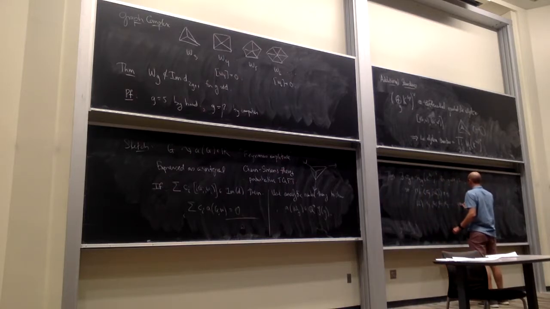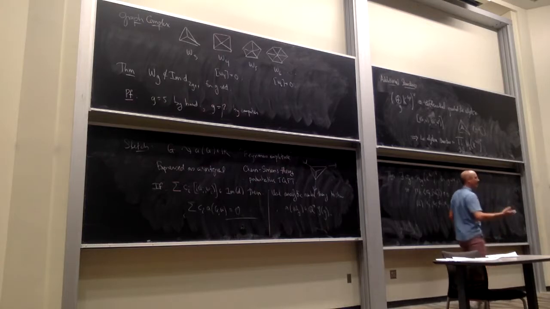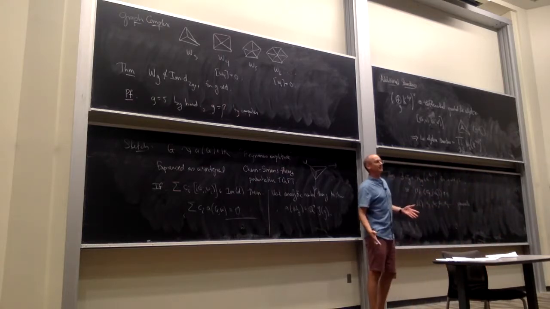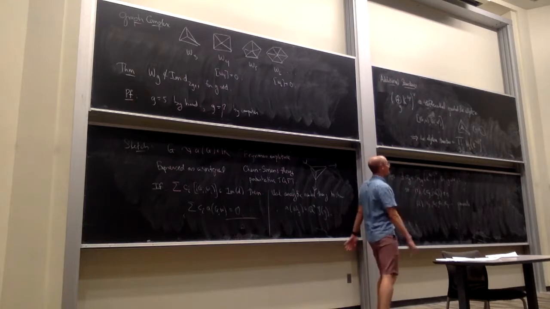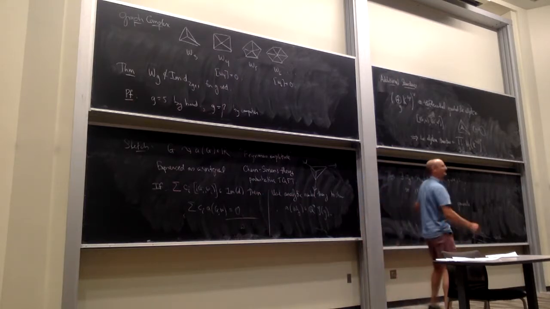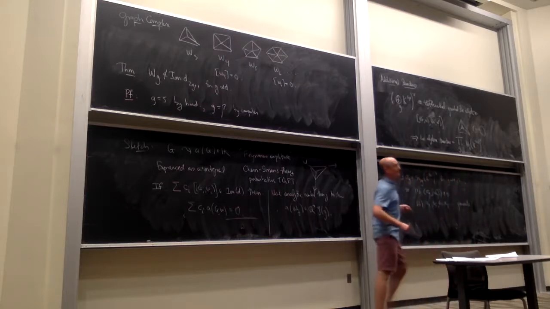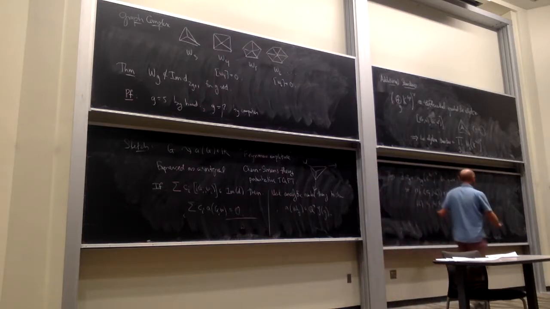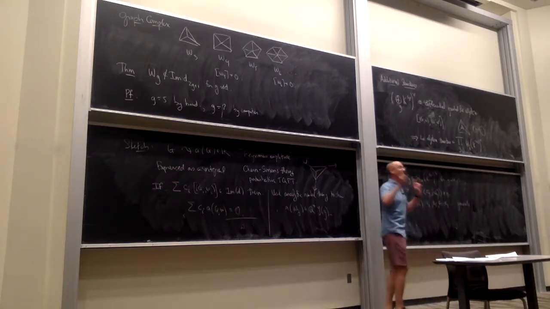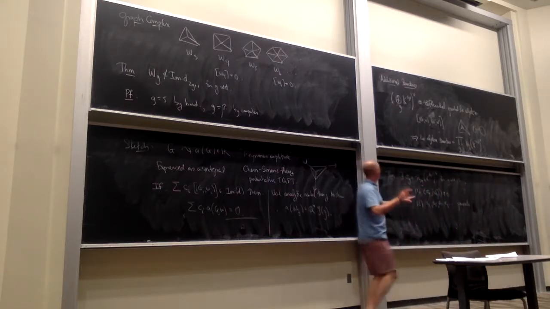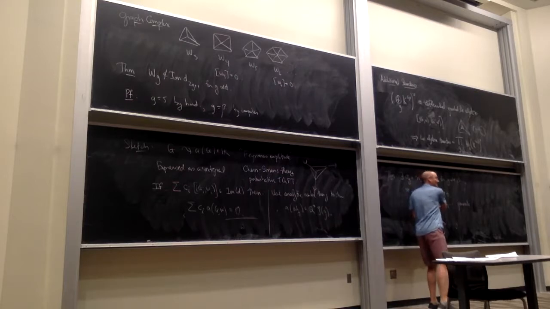Then you can ask, is that zero or not zero in H16 of K8? And in fact, it's not zero. And sigma 3 bracketed with sigma 7 is not zero in H20 of K10. And sigma 3 bracketed with sigma 5 bracketed with sigma 7 is not zero in H30 of K15. Okay? So that means in H30 of K15, we have two different classes. We have W15, and we have sigma 3 bracketed with sigma 5 bracketed with sigma 7.